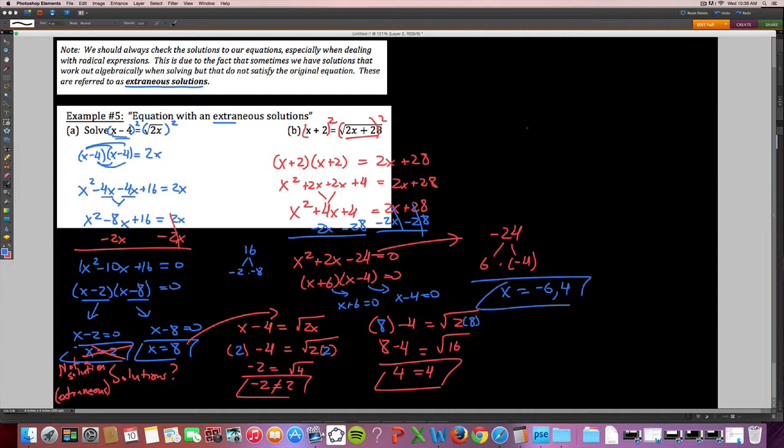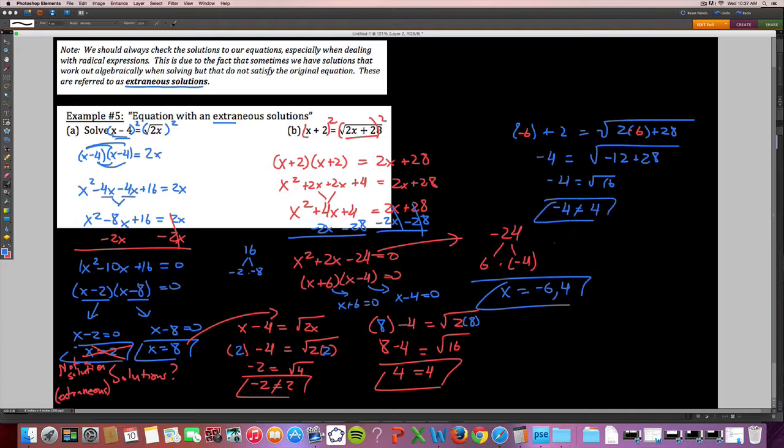You do need to check both of these. Really quickly, we have x plus 2 is equal to the square root of 2 times my input plus 28. If I put in a negative 6 for the input, I hope you can see that this doesn't work. On the left we get negative 4, and on the right we get the square root of negative 12 plus 28, which is the square root of 16. The principal square root of 16 is 4, so negative 4 does not equal 4, and negative 6 does not work. I'll leave it up to the viewer to show that when you plug 4 back in, you get a true statement. So 4 is a solution. But that's how you determine extraneous solutions: you check your answers. Cheers.